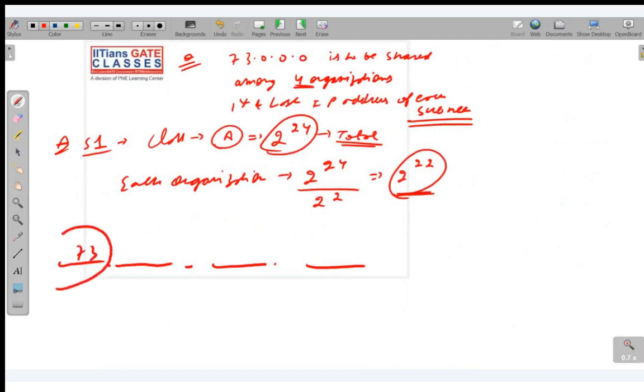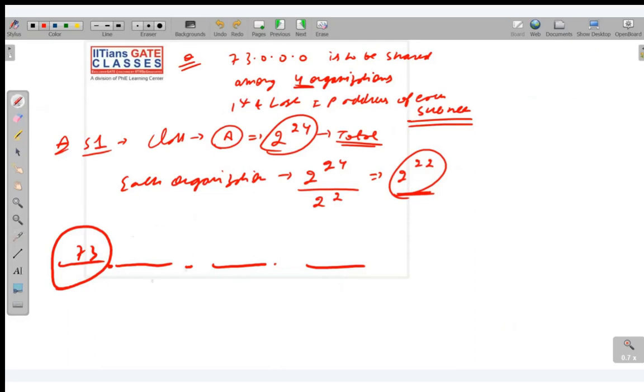It cannot be changed because it is the NET ID. Now I have to do something in these 3 octets. So what should I do? Since the first organization needs 2 power 22, and the second also 2 power 22, every one of the total 4 organizations needs 2 power 22 IP addresses. So how will you get 2 power 22?